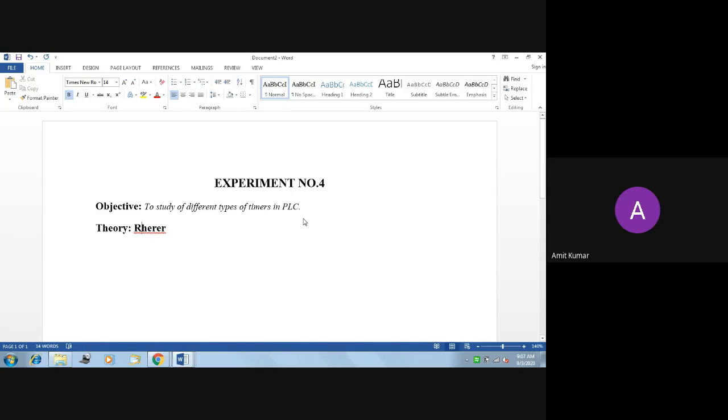Yes, Bhavik. Yes, sir. How many types of timers are there? This question has been asked multiple times in your GTU examination, so you should know how many types of timers are there and how they are going to be used.